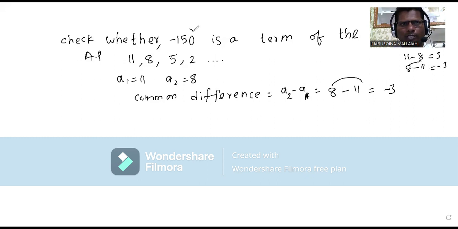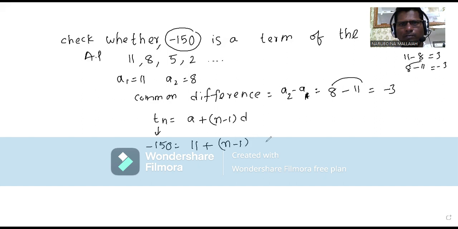To check whether minus 150 is in this series or not, for that also we use the nth term only. Tn is equal to a plus (n minus 1) into d. In the place of Tn, write minus 150. A means A1 here, the first term, that is 11, plus (n minus 1) into d, which is minus 3. Minus 150 is equal to 11 plus (n minus 1) times (minus 3), that is minus 3n, plus 3. Then 11 plus 3, that is 14 minus 3n.